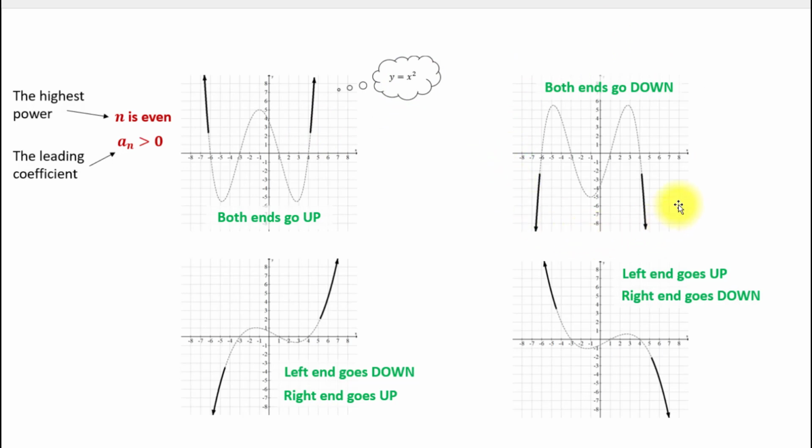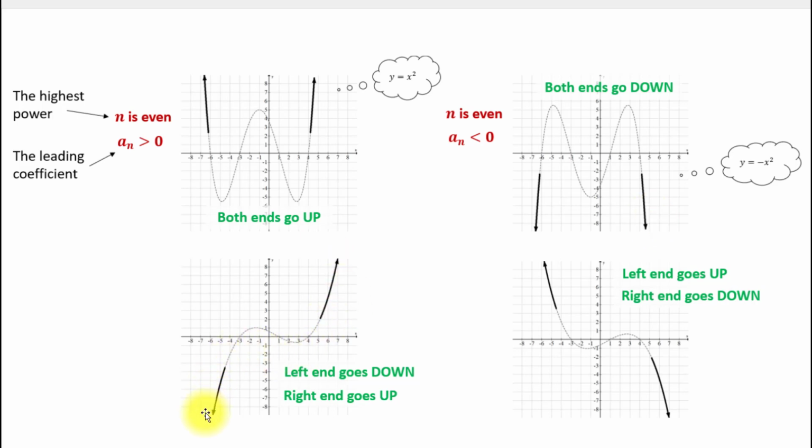What is the basic function that we looked at that has the same end behavior? It's the function y equals negative x squared, right? What can we say about the power and the coefficient? Power is even and coefficient is negative. So it means that graphs of all polynomial functions with even highest power, or even degree, and negative leading coefficient will have the same end behavior. In other words, both ends will go down.